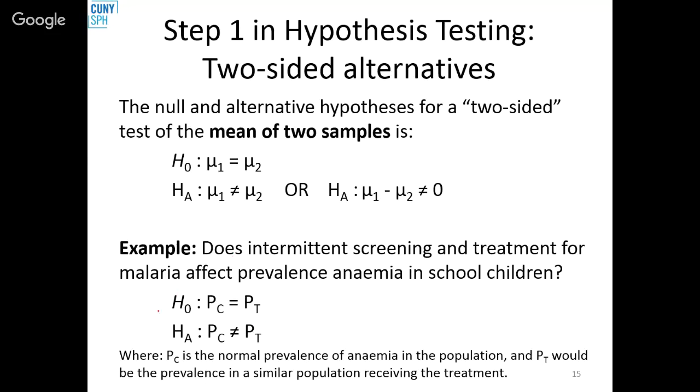You notice how I have a very specific kind of format that I write each of these out in. I want you to do this too. When you do your assignments, when you do your exams, there are going to be questions that ask you to write out your null and your alternative hypotheses. And I would like you to do them in a formal way like this, because these really have meaning in terms of how you interpret your results.